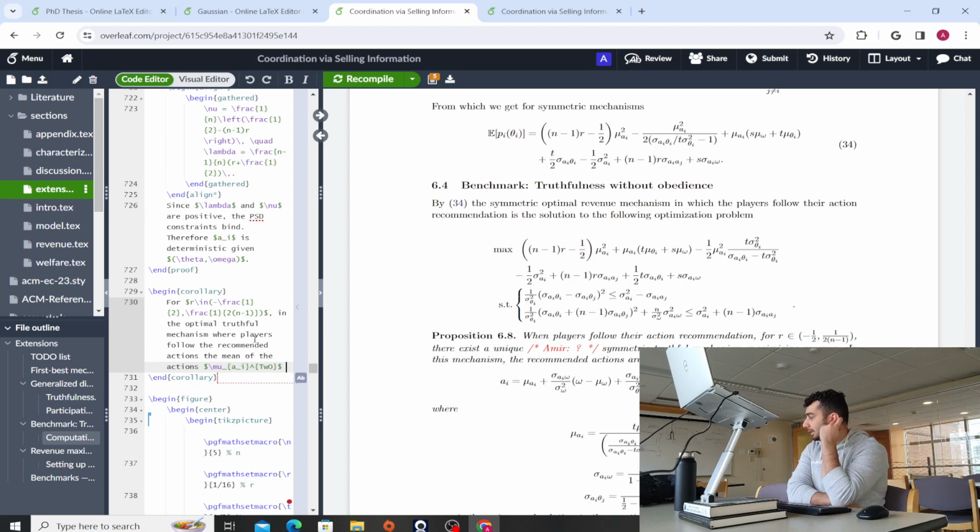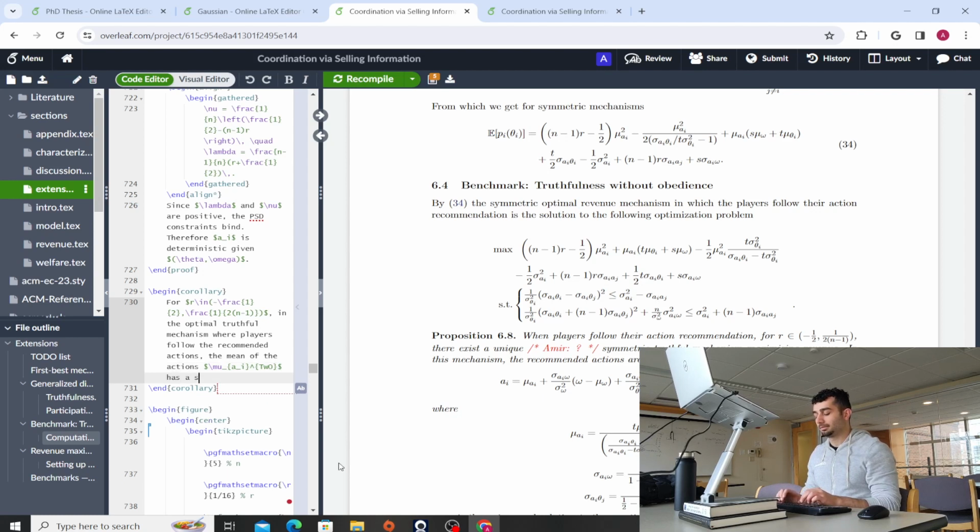So if I want to say it has a bigger absolute value: in the optimal truthful mechanism where players follow the recommended action, the mean of the actions has a smaller absolute value compared to the first best.